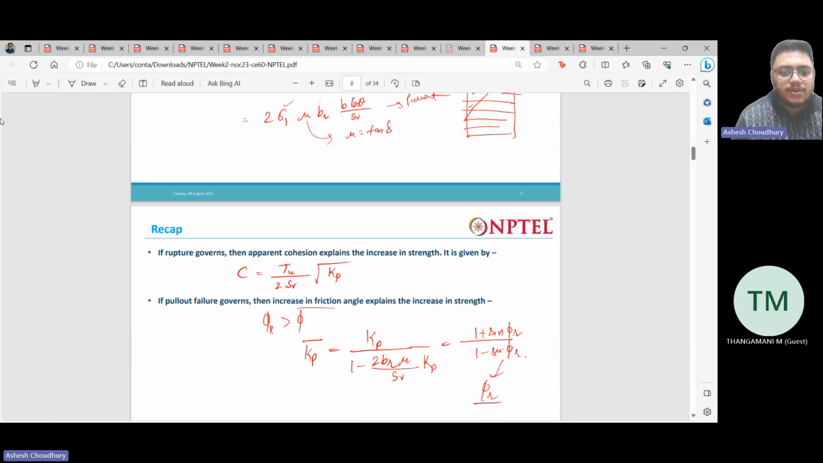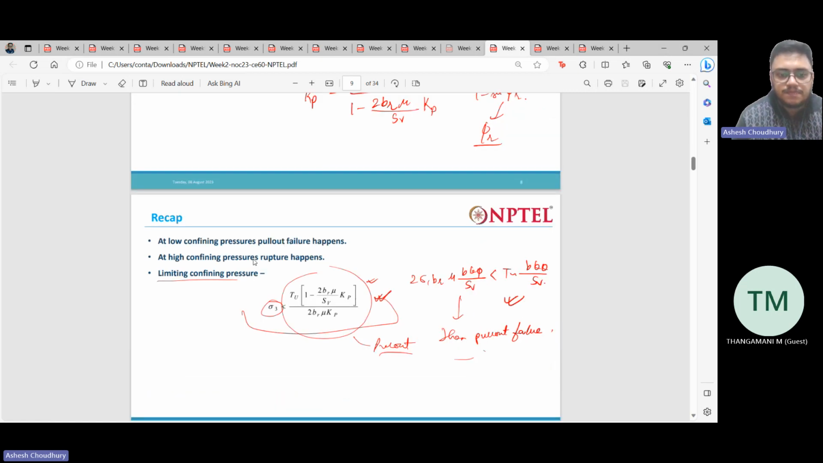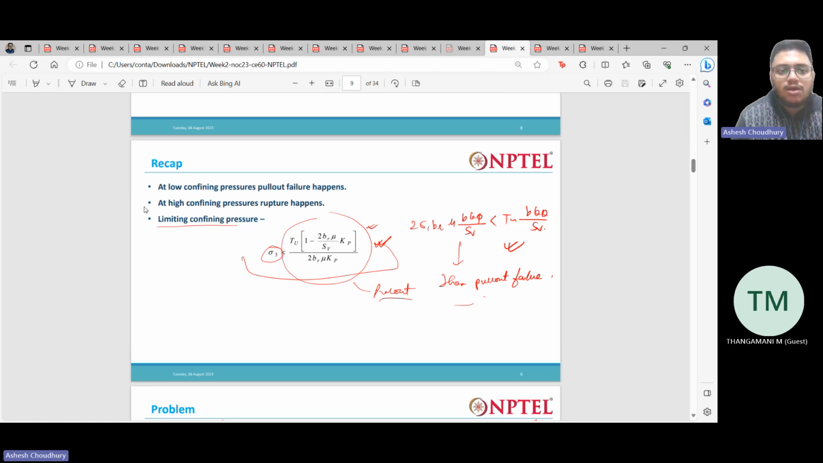Then we did some equilibrium analysis. From the equilibrium analysis, we tried to determine this friction angle. So if pull out governs, then the increase in friction angle explains the increase in strength. And how to get this increased friction angle, we found it out here. At low confining pressures, pull out failure happens, and at high confining pressures, rupture happens.